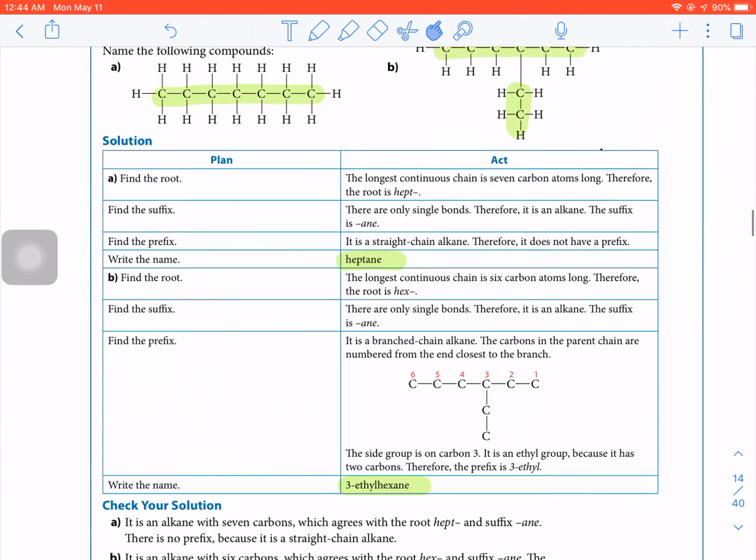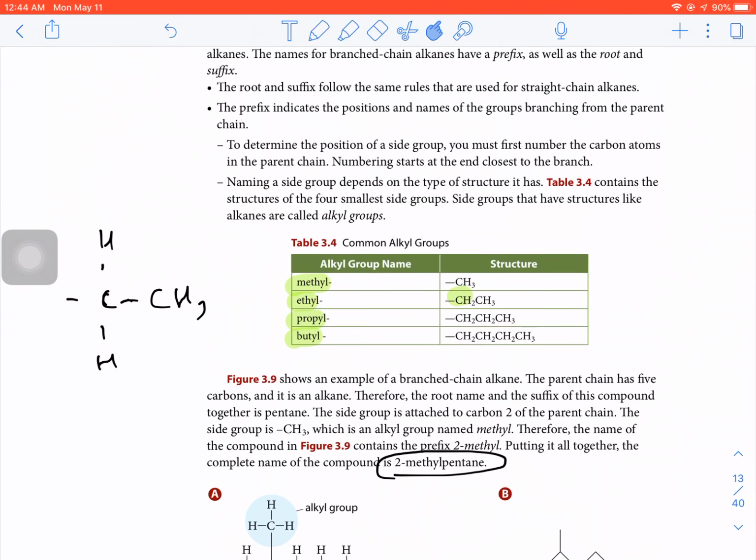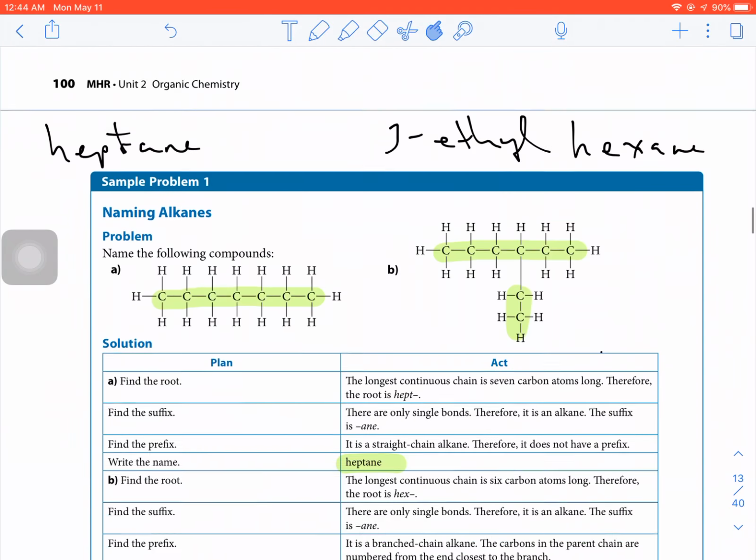So if I go back up here, notice that methyl means 1 carbon, ethyl is 2 carbons, propyl is 3 carbons, butyl is 4 carbons. Just like methane is 1 carbon, ethane is 2, but if it's a side branch, we've changed the ending to yl. So it's methyl. So let's go back.